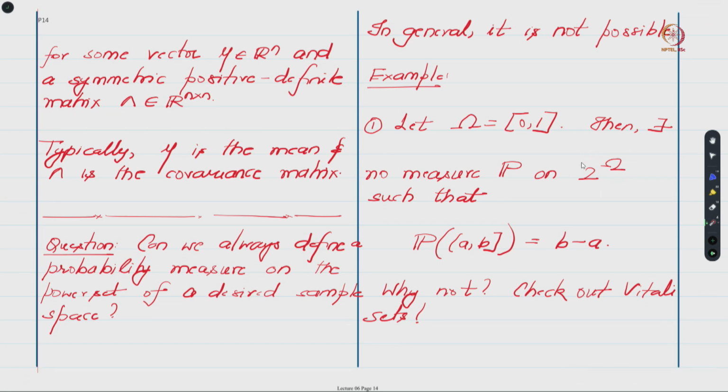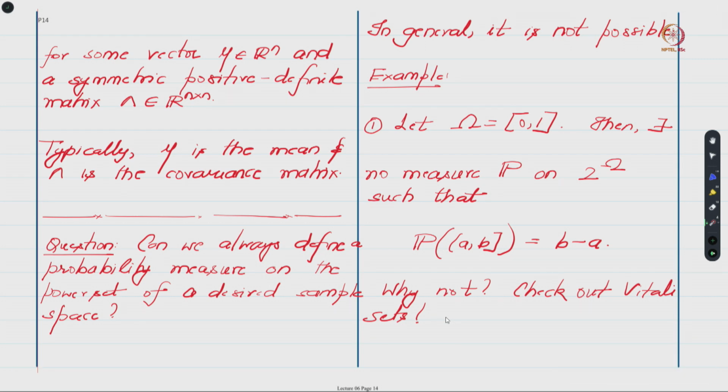One can show that one won't be able to cook up a probability function P. What do I mean by that? You won't be able to assign a value of P to every element in the power set that satisfies those properties, the two properties of P that we had mentioned in the definition. And one can ask, why can we not do that? Well, I would encourage you to look at what are called Vitali sets and get the answer from there.